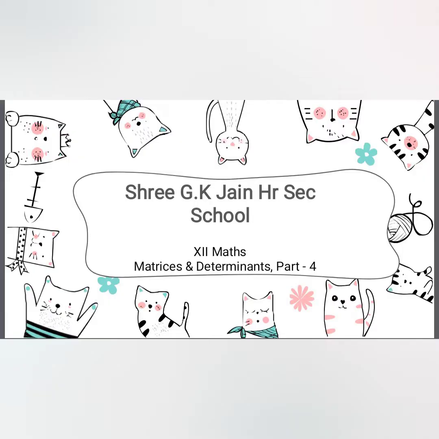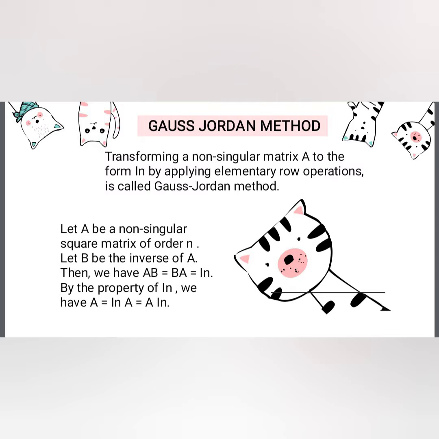Now let's see what is Gauss-Jordan method. Transforming a non-singular matrix A to the form IN, where IN means identity matrix of order n, by applying elementary row operations is called Gauss-Jordan method. That is, we have to transform the given matrix by writing the identity matrix on the right hand side, and by using elementary transformations we will make that an identity matrix and we will get the inverse.